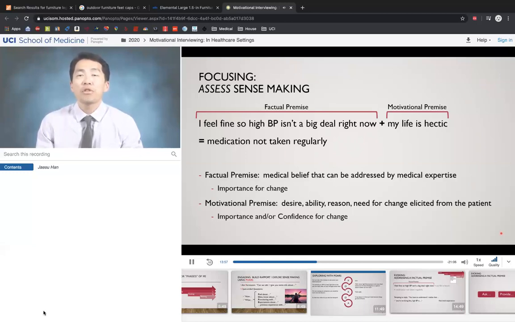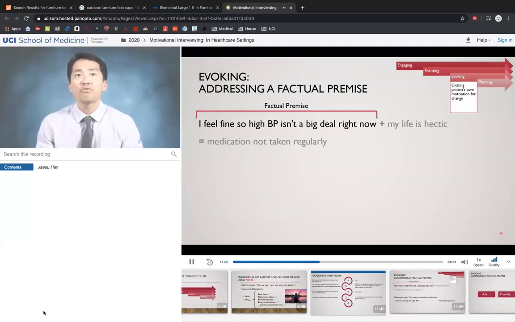Now, when we work with our patients, not everyone is going to have a factual premise. Not everyone's going to have a motivational premise. They may just have one of those 2. The important thing to recognize here is that if the patient has both, then both of them need to be addressed for the patient to take the medication more regularly, or to at least lead to the positive behavior change. So we're going to now dive into how we address a factual premise.